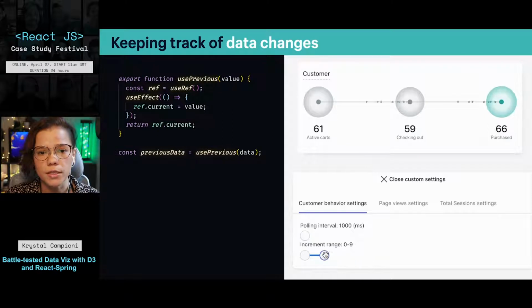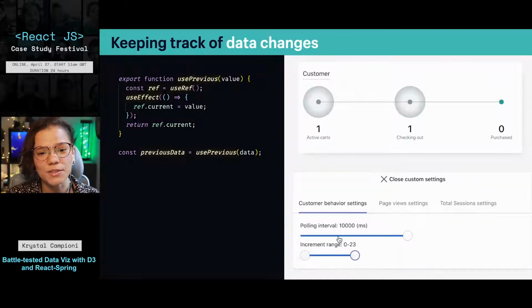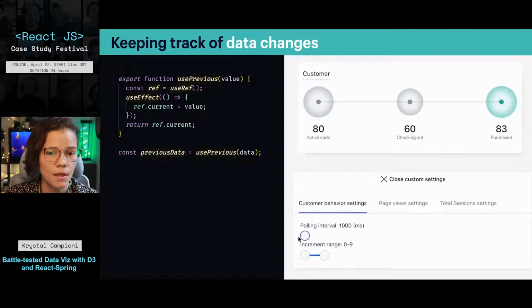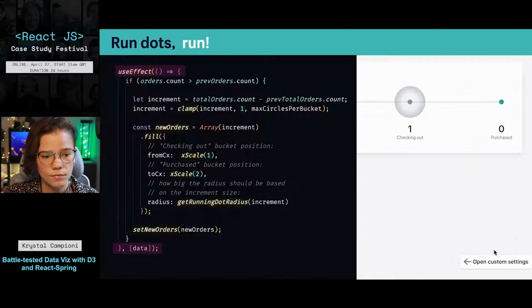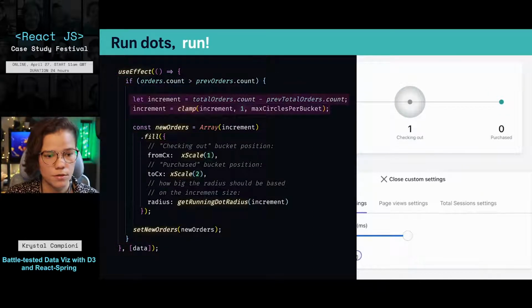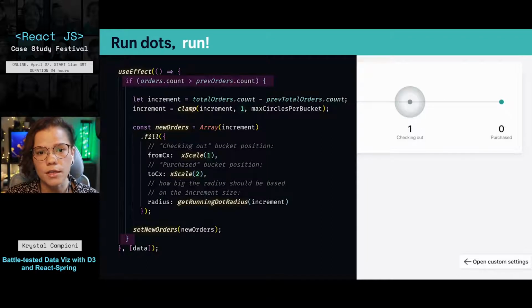Similarly to what we did for the radius, we'll be using the useSprings hook to implement the animation. To define the number of dots that should be rendered on the screen, we have to keep track of the data changes. And for that, we use a custom usePrevious hook. And once we have a way of keeping track of the previous value, we can observe for changes in our data using a useEffect hook that has data as a dependency. Okay, so inside that hook, we first check if the count has increased before doing anything else.